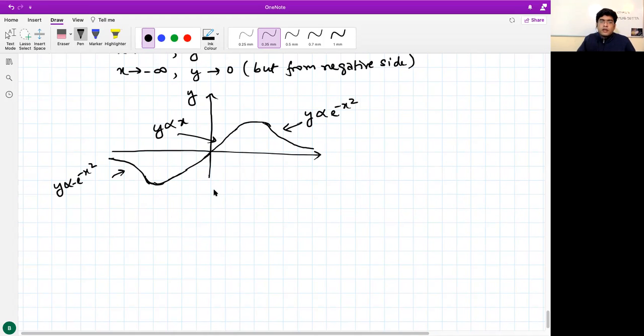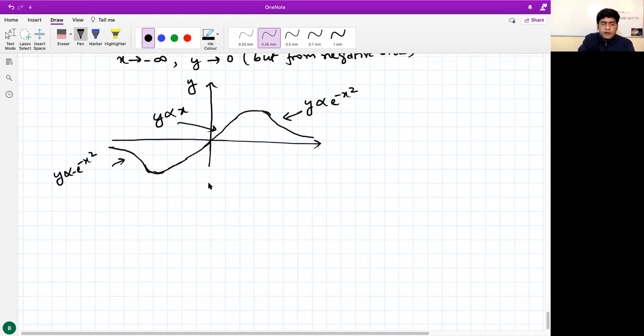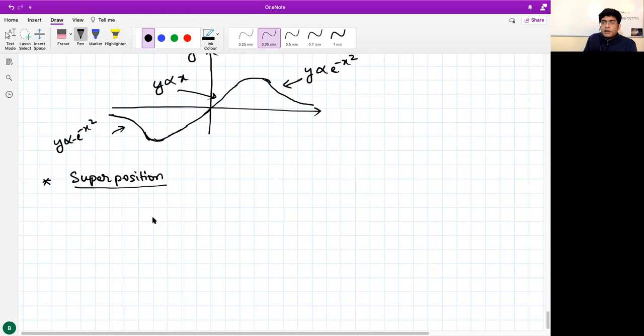Now let's talk about something called superposition. I thought a 40-minute lecture is too short, so I increased the time. It's better to discuss, otherwise we are in a hurry, thinking there's a 40-minute time limit and the meeting can end anytime. So I increased the time limit.